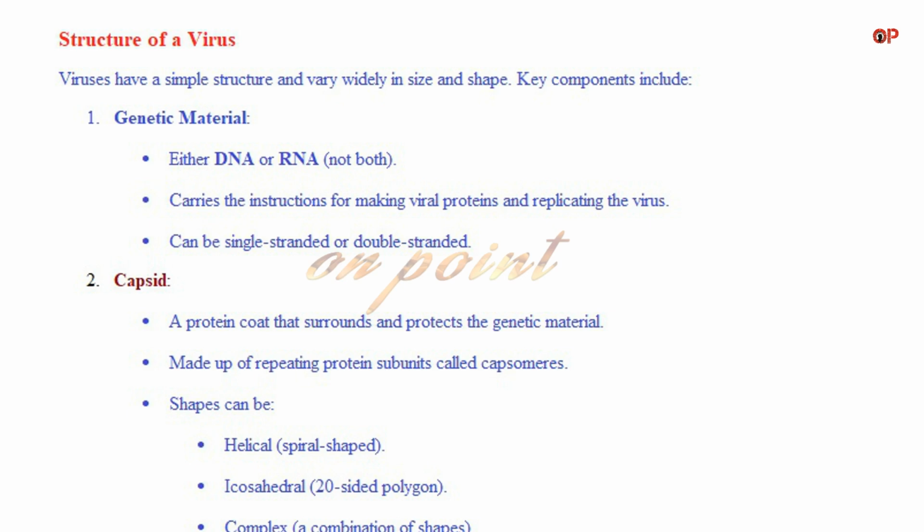2. Capsid. A protein coat that surrounds and protects the genetic material. Made up of repeating protein subunits, called capsomers. Shapes can be helical, spiral-shaped; icosahedral, 20-sided polygon; or complex, a combination of shapes.